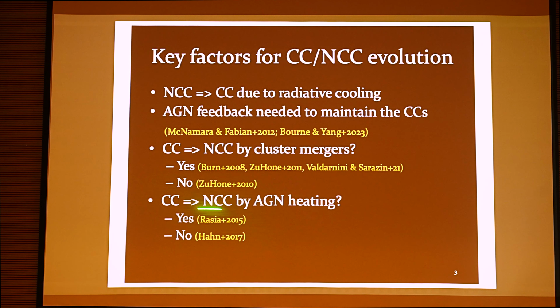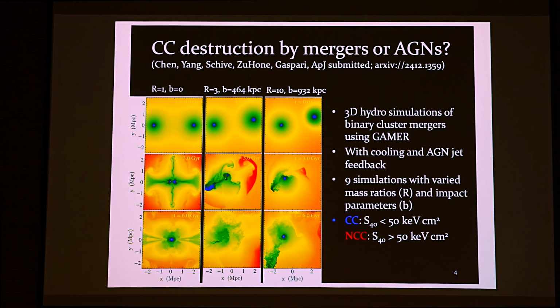Also, cosmological simulations usually don't have enough spatial and temporal resolution to really help us disentangle these different physical mechanisms. That is why recently we've revisited the problem of cool-core destruction by mergers or AGN using 3D hydrodynamic simulations of binary cluster mergers using the GAMER code.